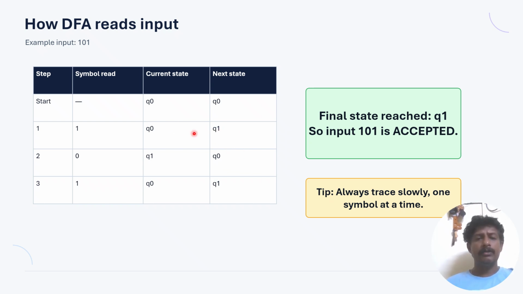The next symbol is 0, so from Q1 we go back to Q0. The last symbol is 1, so from Q0 we go to Q1. Now the input is over. We check the current state. It is Q1, and Q1 is a final state. So the input 101 is accepted. We are not checking the input in one shot; we are checking it step by step, symbol by symbol.